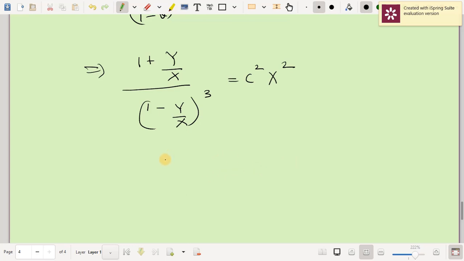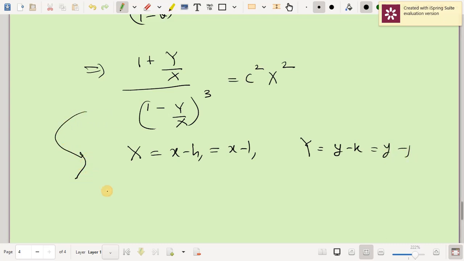Now you know that the value of small x is capital X plus h, which is the same as x plus 1. So the value of capital X will be x minus h, that is x minus 1, and the value of capital Y is y minus k, that is the same as y minus 1. So this is further simplified as the last step.